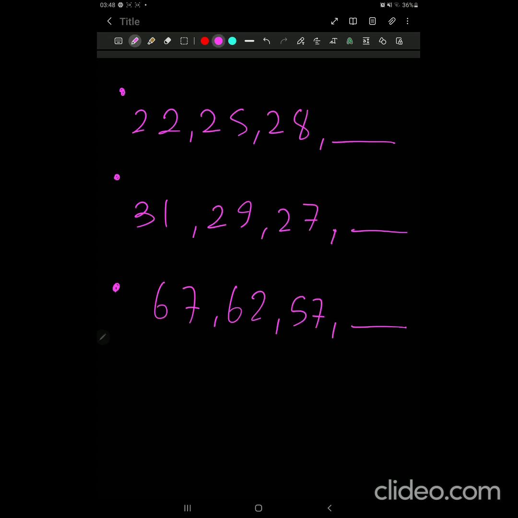Now I have a few questions, try to solve them first. Basically you have to fill in the blank based on the rule that it follows. Try to solve this question. I'll be waiting.